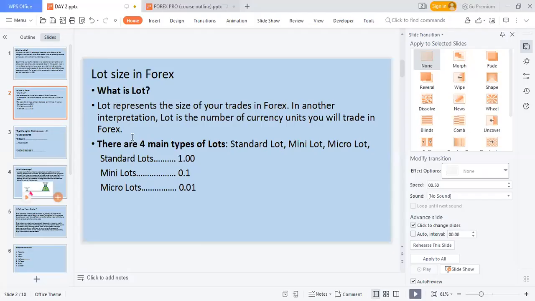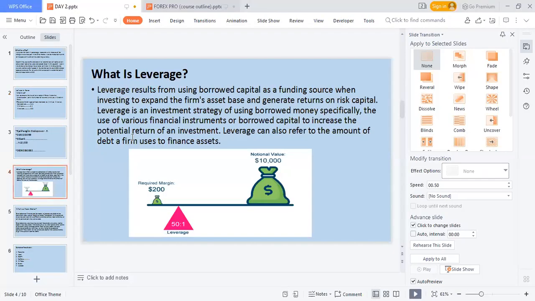Let's proceed. Leverage results from using borrowed capital as a funding source when investing to expand the firm's asset and generate returns on risk capital. Leverage is an investment strategy of using borrowed money specifically. The use of various financial instruments or borrowed capital to increase the potential return of an investment.